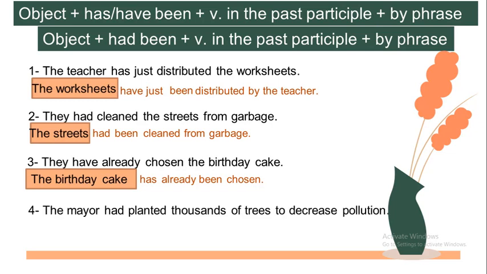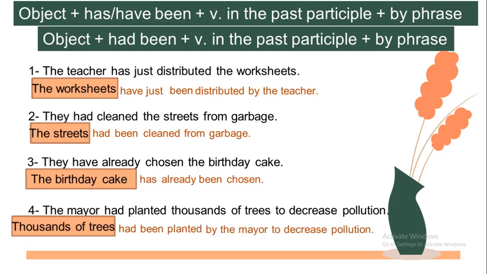The last one. The mayor had planted thousands of trees to decrease pollution. The mayor had planted. Now can you guess in which tense is this verb? Excellent. It's in the past perfect as the helping verb that is used is had. And what had the mayor planted? Thousands of trees, the receiver of the action. And after that comes the verb to be in the past perfect, which is had been, plus the past participle of the verb planted by the mayor to decrease pollution.